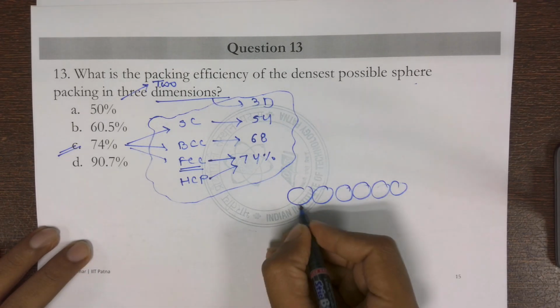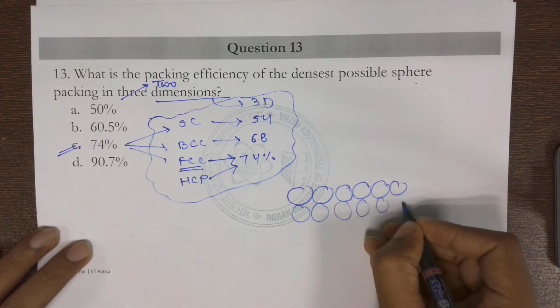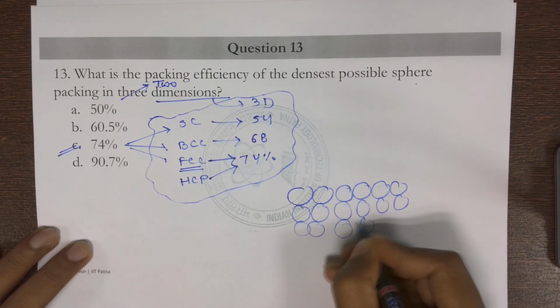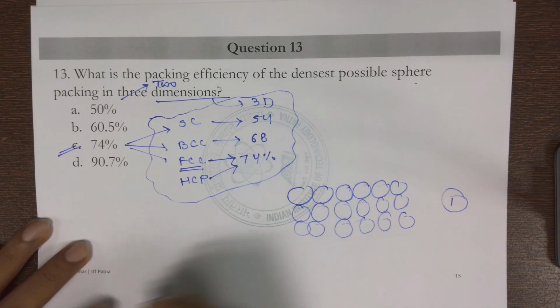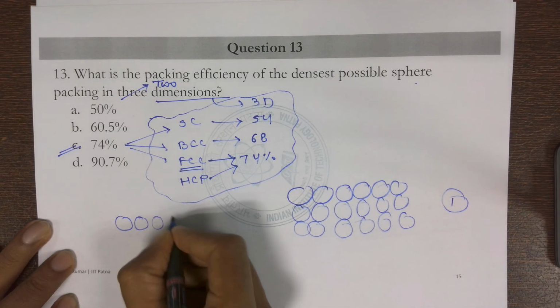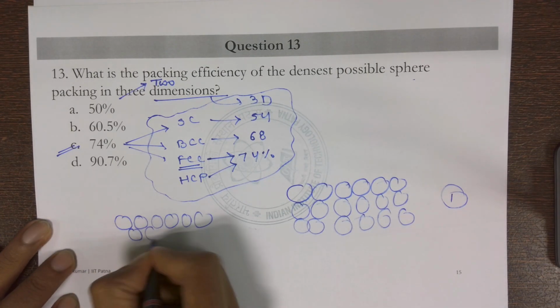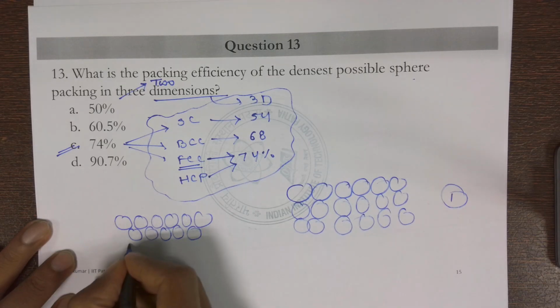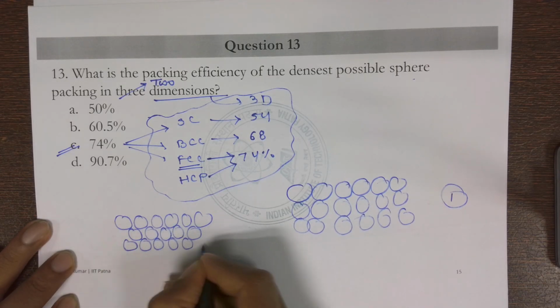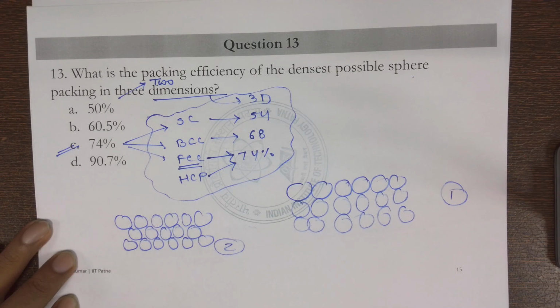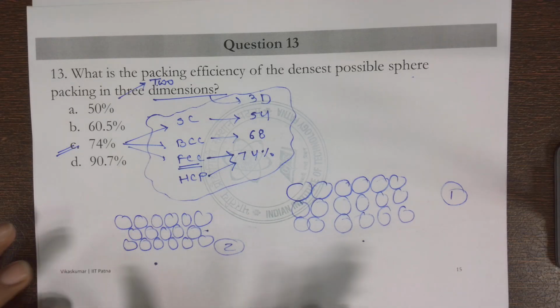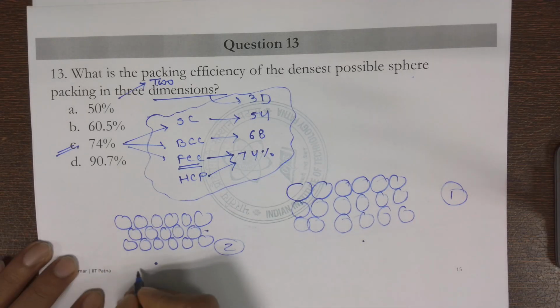This is the sphere. If I try to pack like this, this is case 1. This is case 2. What do you think, in which case, 1 or 2, will it be denser? Square packing or hexagonal packing? Case 1 or case 2, which one is more densely packed? Hexagonal packing, right? Very good.